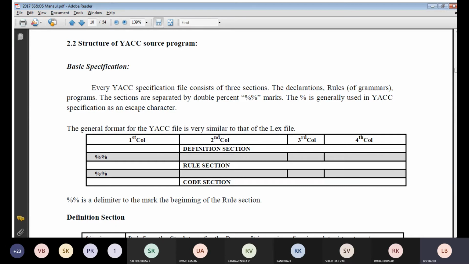Next is your rule section. In the rule section, basically we will be discussing delimiters, or we may include operators, which operations to be performed, all those things we will be discussing in the rule section. How will you represent the rule section? 2 percentage symbols at the starting of your rule section, and at the ending of your rule section also we will include 2 percentage symbols.